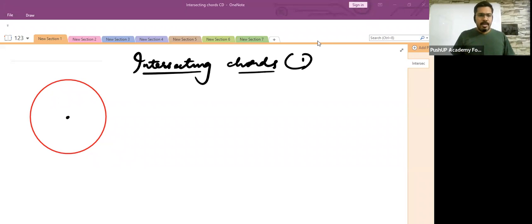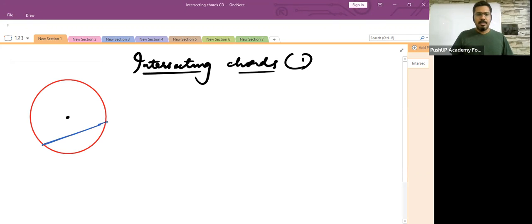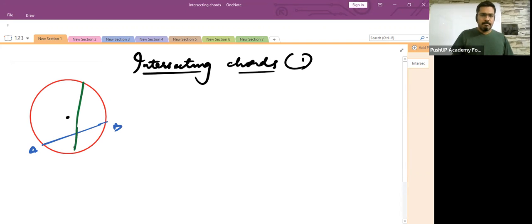Suppose you have a circle with center O. Imagine I have two chords. One is chord AB and the other one is chord CD.